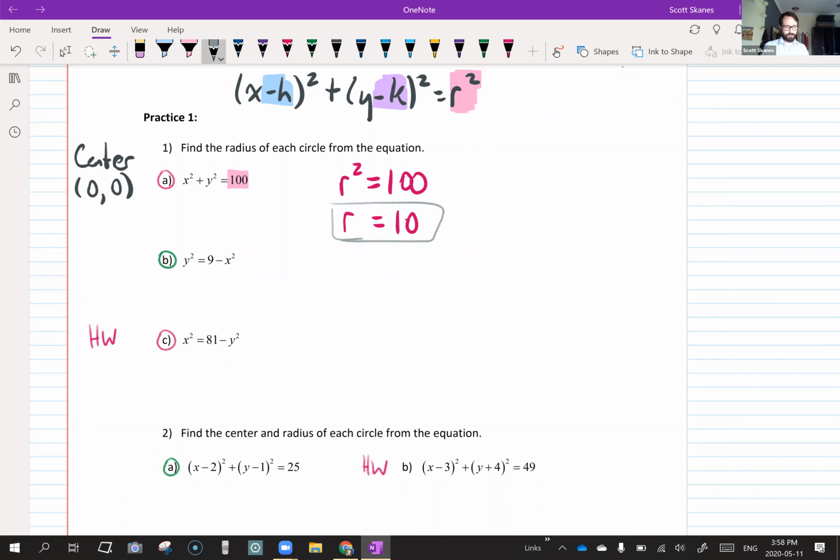That's it. That's the whole equation. That's all we need to do. We have the radius. It's 10. Okay, let's move on to the next one.